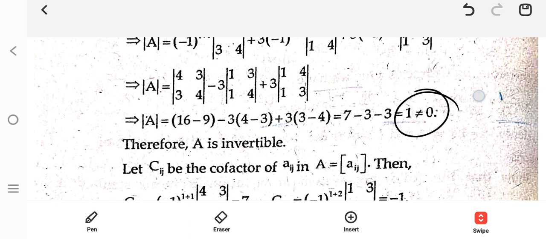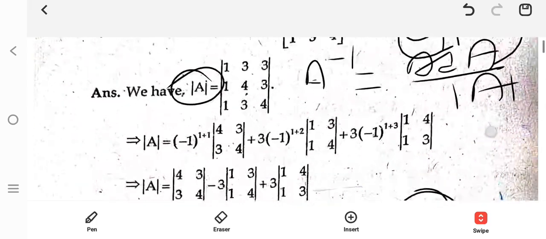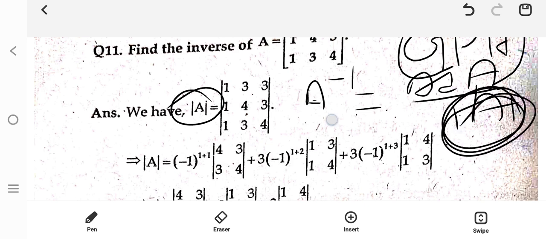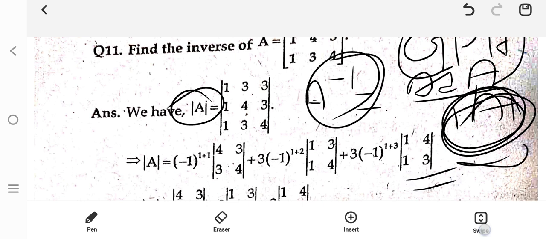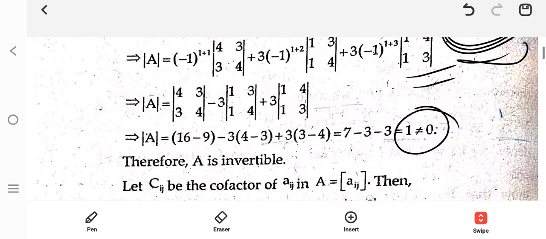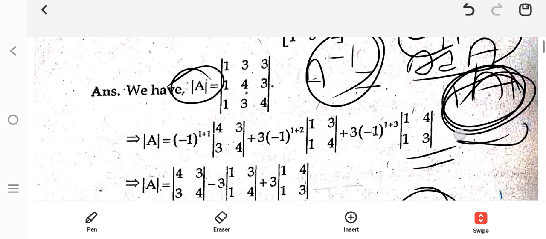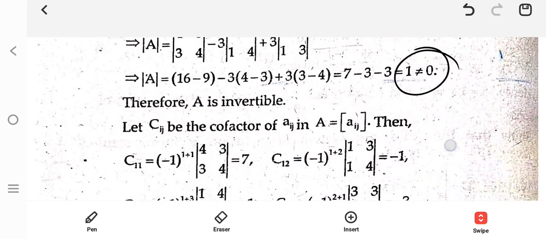And if the determinant of A is equal to 0, then A inverse will be undefined. Okay, so here, if the denominator becomes 0, then the value of A inverse is undefined. Here we have a value not equal to 0, which is 1, so the inverse exists for this determinant.